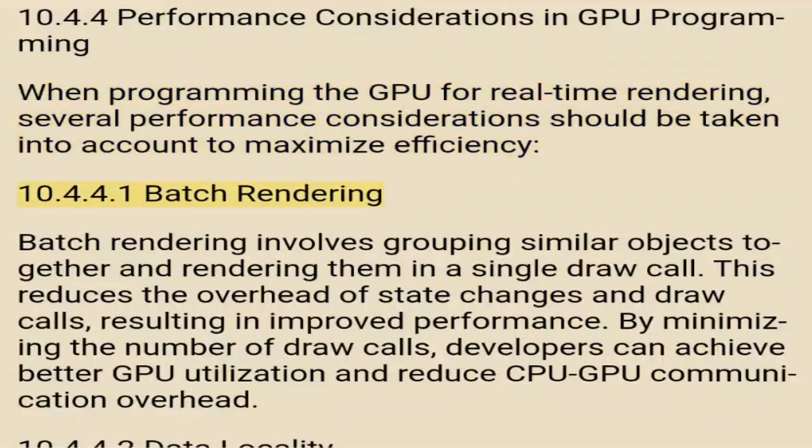10.4.4.1 Batch rendering. Batch rendering involves grouping similar objects together and rendering them in a single draw call. This reduces the overhead of state changes and draw calls, resulting in improved performance. By minimizing the number of draw calls, developers can achieve better GPU utilization and reduce CPU-GPU communication overhead.